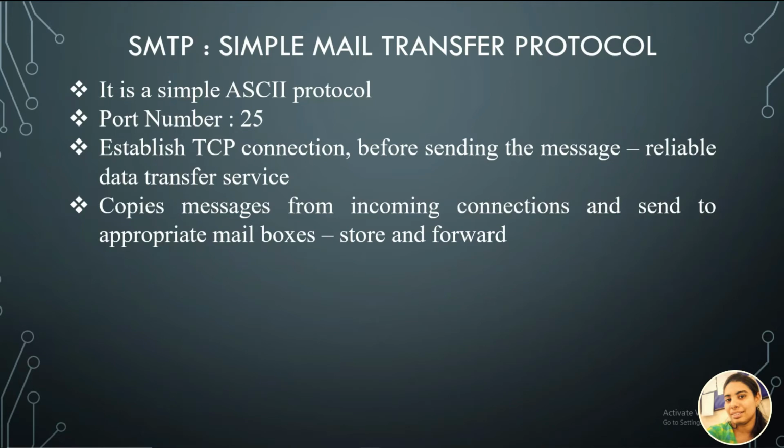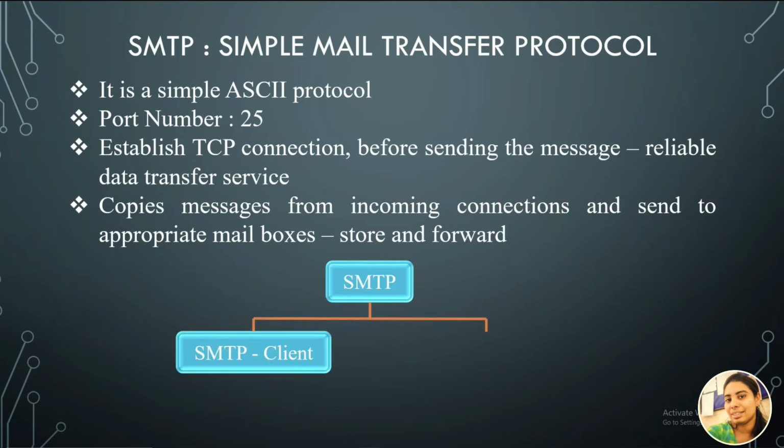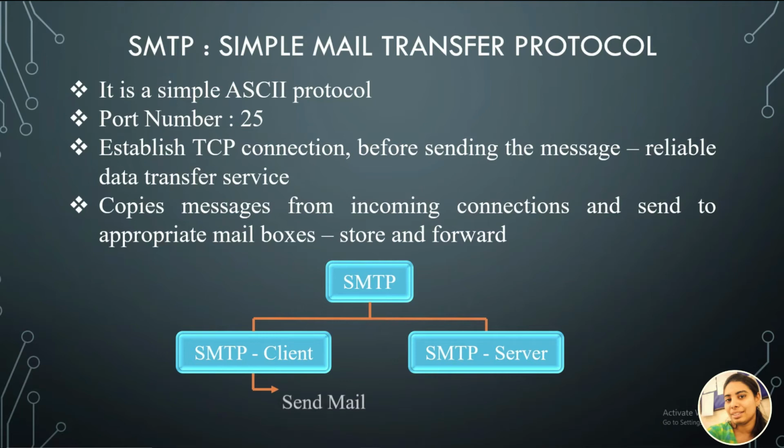So basically, SMTP protocol always works in a pair. Pair is having two processes. One is the SMTP client and another one is the SMTP server. So whenever the sender sends the mail to the mail server, at that time the SMTP client process runs at the user agent to send the mail. And the SMTP server process runs at the mail server to receive that particular mail.